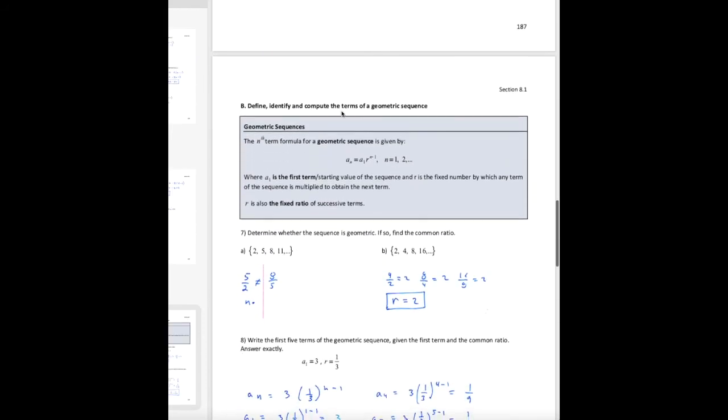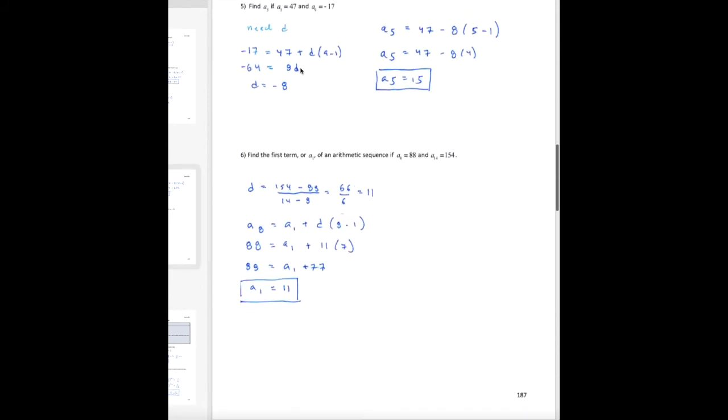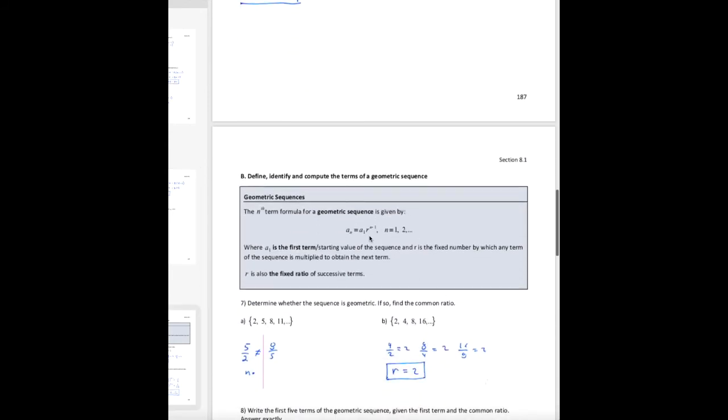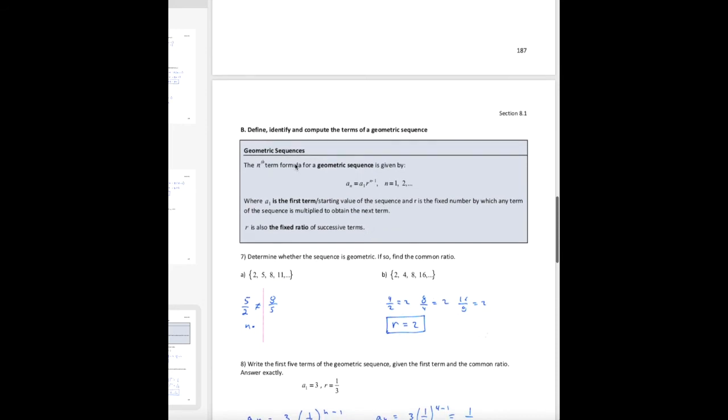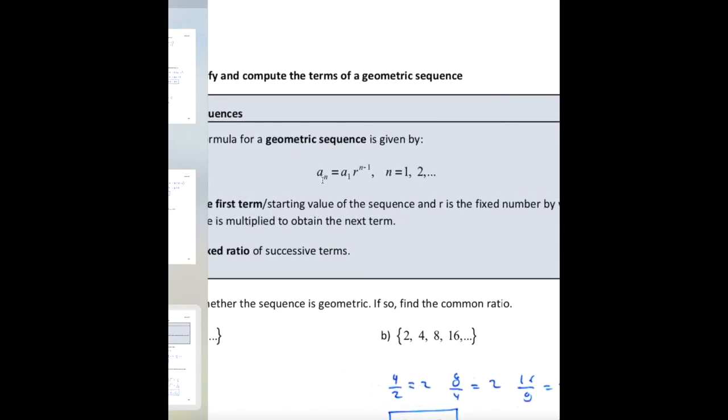Next up for this section is going to be geometric sequences. So these ones were linear. These ones are going to be exponentials. And so the nth term formula for a geometric sequence is going to be given by this. Let me zoom in on that for a second. So it goes a sub n equals a sub 1 times the common ratio to the n minus 1.